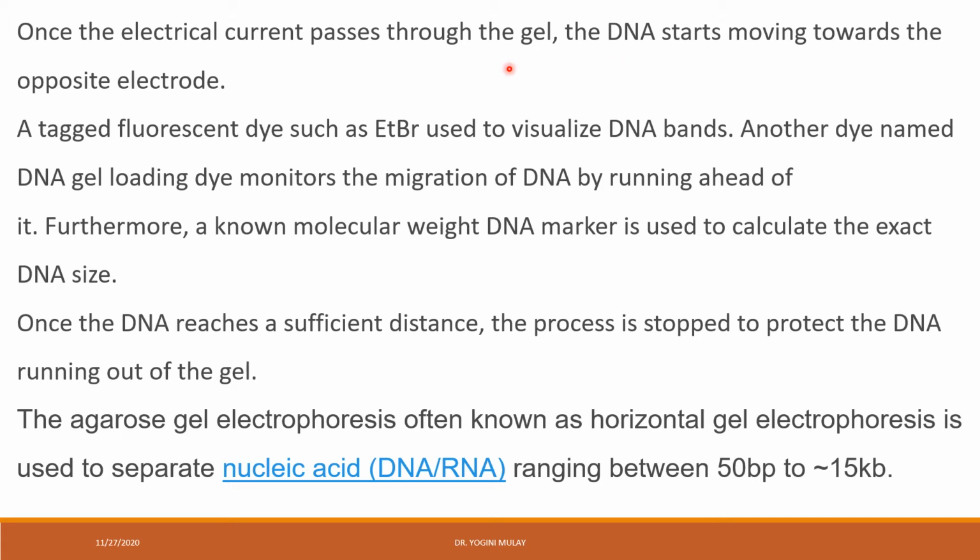Now here, a fluorescent dye such as ethidium bromide is used to visualize the DNA bands. Ethidium bromide is an intercalating agent. It gets intercalated in between two subsequent nucleotides, and once it is intercalated, the bands can be visualized under UV light. Being fluorescent in nature, it absorbs light in the UV range, whereas it emits it in the visible range.